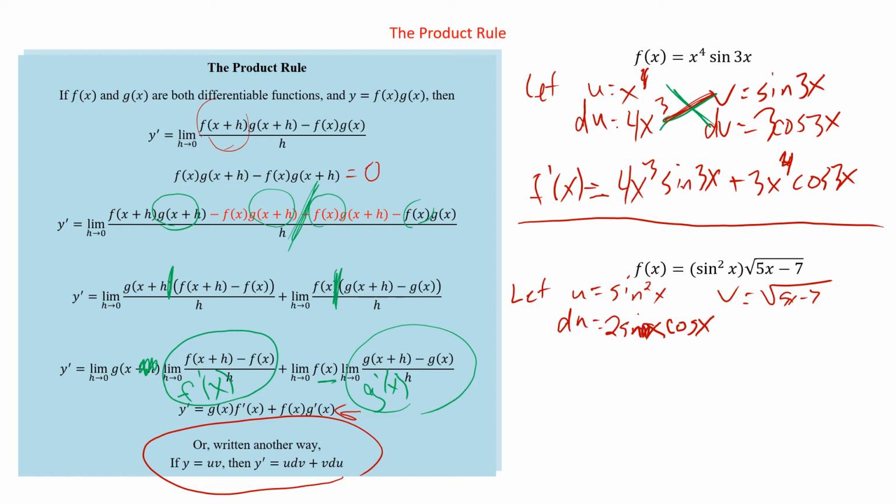This was a sine in there. And then dv, this is something to the 1/2, so we're going to have 1/2 times our something, 5x minus 7, to the negative 1/2, and then times the derivative of that, which is just 5. So that'll be 5/2 times 5x minus 7 to the negative 1/2. Cross multiply.